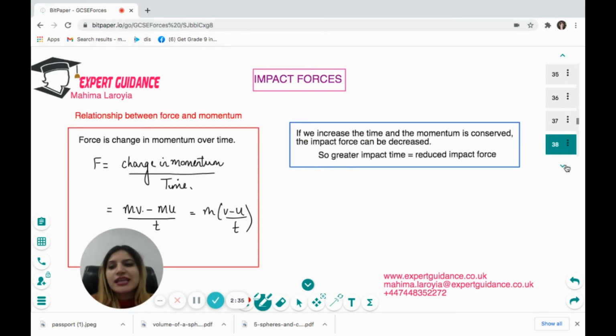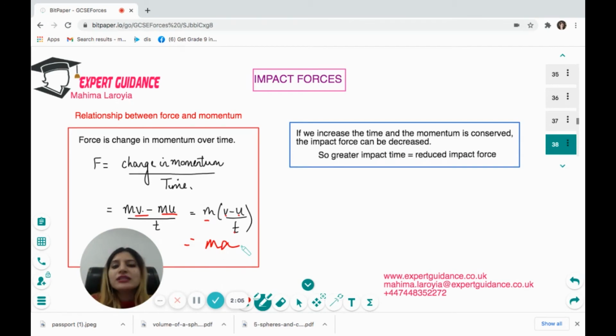Now there's another concept called the impact forces. The force is the change in momentum over time. So that is another definition for force. Change in momentum would be mv minus mu, where v is the final velocity and u is the initial velocity. Then mv minus mu over t gives the force, so force equals mass times (v minus u) over t, where (v minus u) over t is acceleration. So that derives force is equal to mass times acceleration.